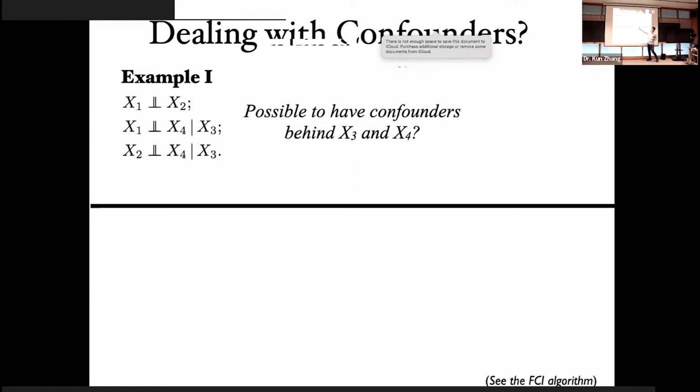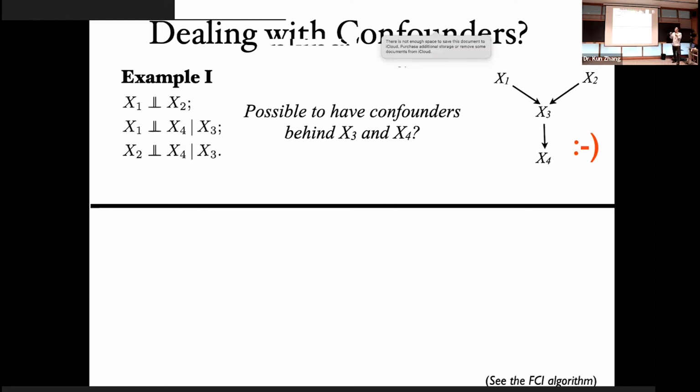In the first example, we have 4 variables, X1, 2, 3, 4. Suppose here, you can see the set of independence relations. Now, if you apply PC, you can get this. X1 and X2 are independent without conditioning on 3. So we have a V structure, and so we do orientation propagation. We get this result. Good. This is the result by PC.